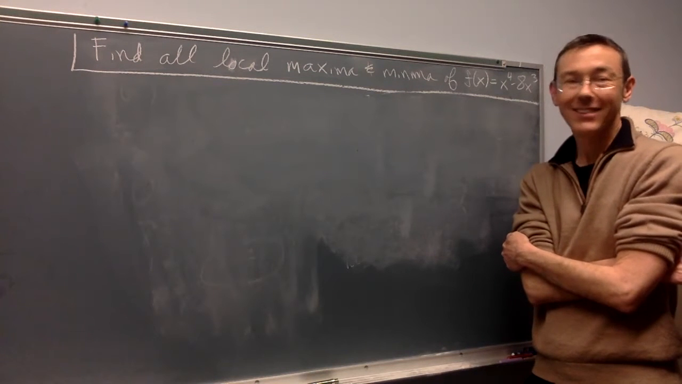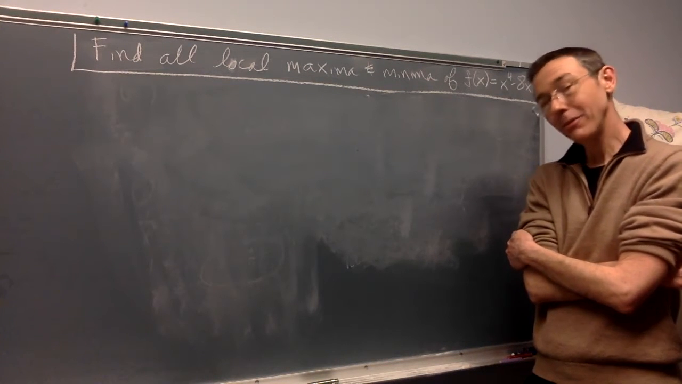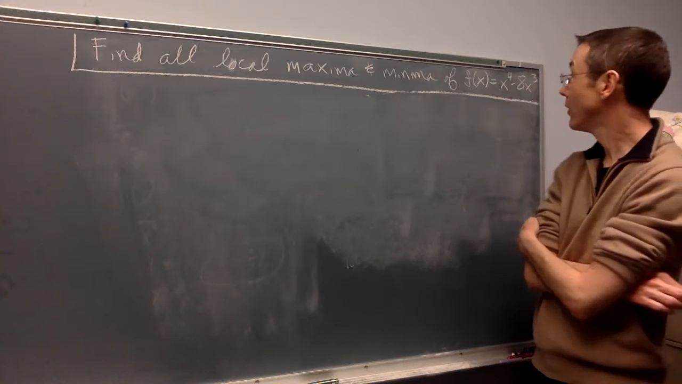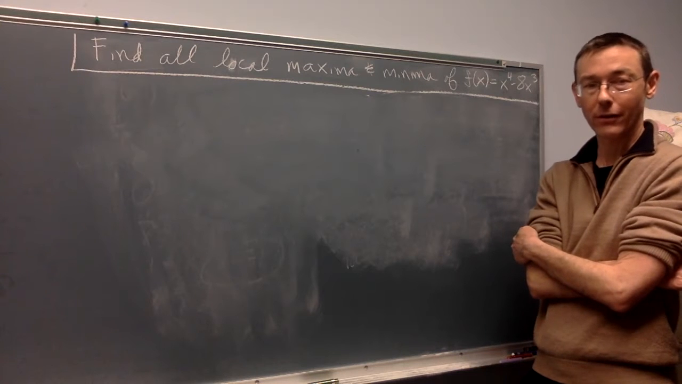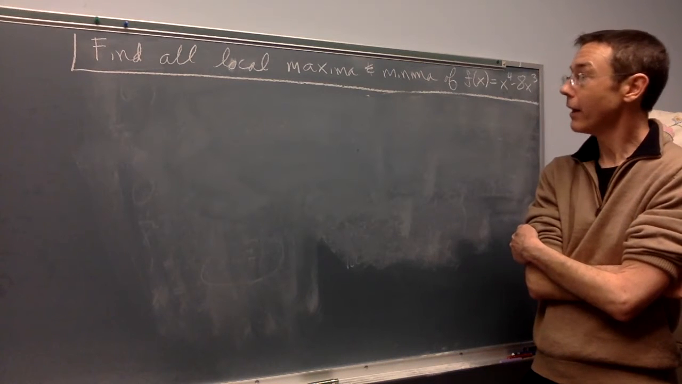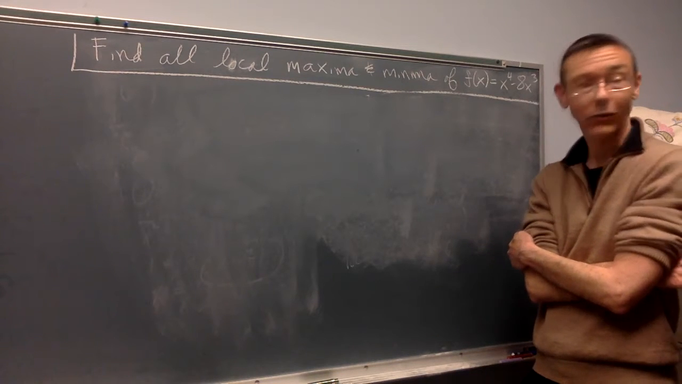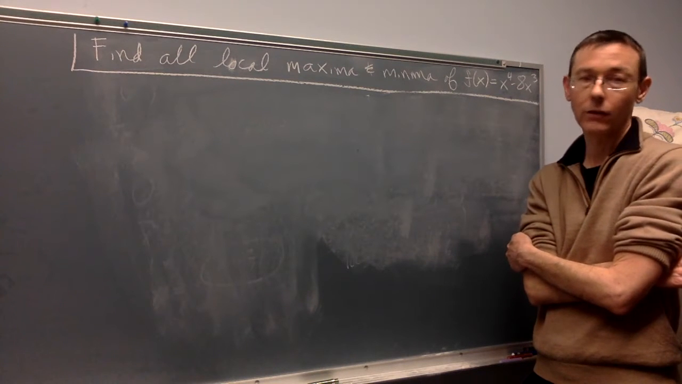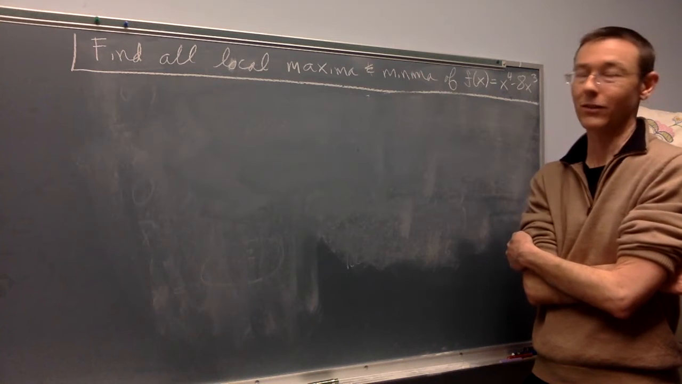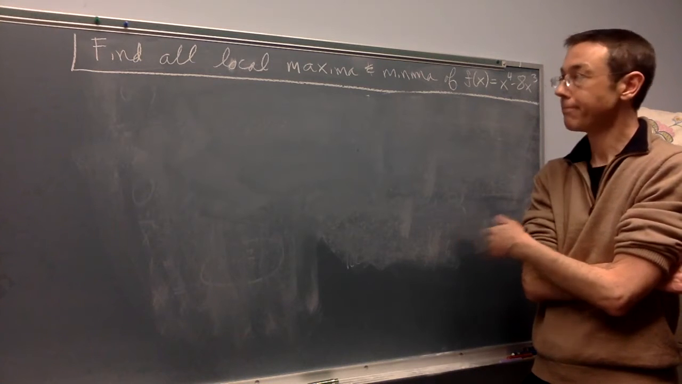Hey everybody, today we're going to do an algebraic example of the first derivative test looking at the function f of x equals x to the fourth minus 8x to the third. As we classify all the critical values as local maxima and minima, we will determine where this function is increasing and where it's decreasing. Let's go.